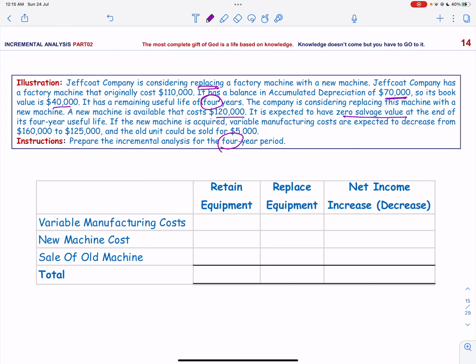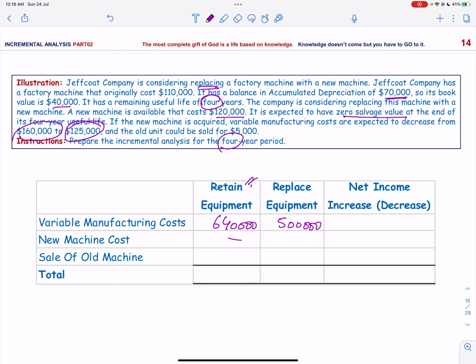So the variable manufacturing cost, if we retain for 4 years, will be 160,000 times 4, that is 640,000. If we are retaining the machine, we will not buy the new machine. And if we replace, it is 125,000 variable cost each year, so for 4 years, it will be 500,000.